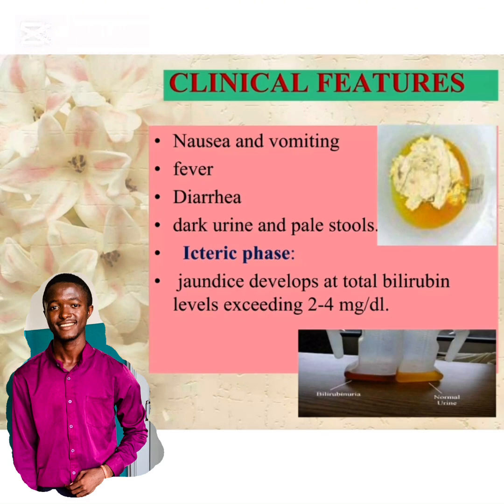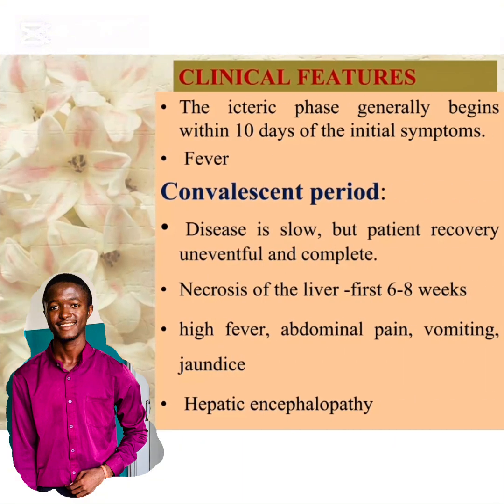Of course, now we see the icteric phase. After the pre-icteric phase, we have the icteric phase, which is where jaundice develops, and as jaundice develops, total bilirubin level exceeds 2 to 4 milligrams per deciliter. So this is where the problem will arise. The icteric phase generally begins within 10 days of the initial symptoms.